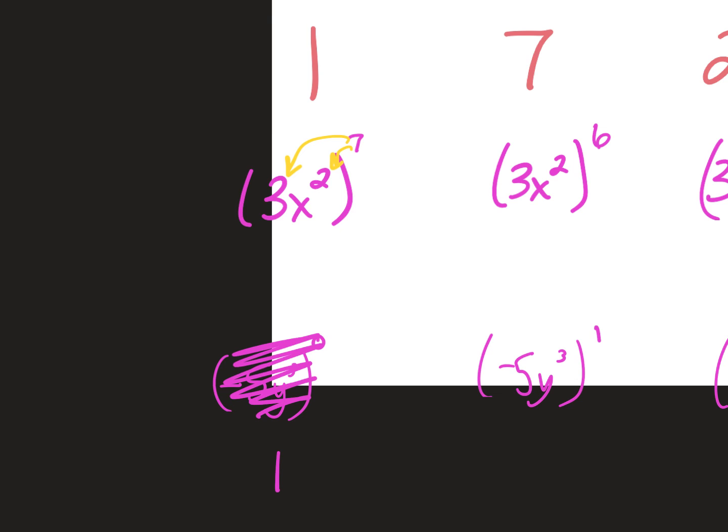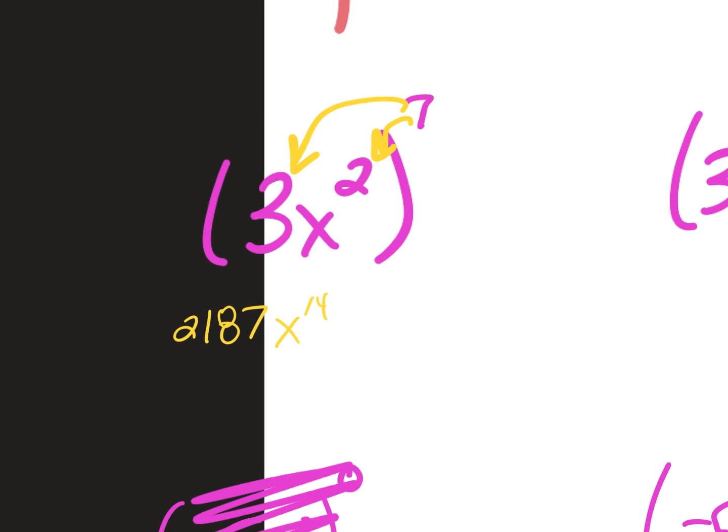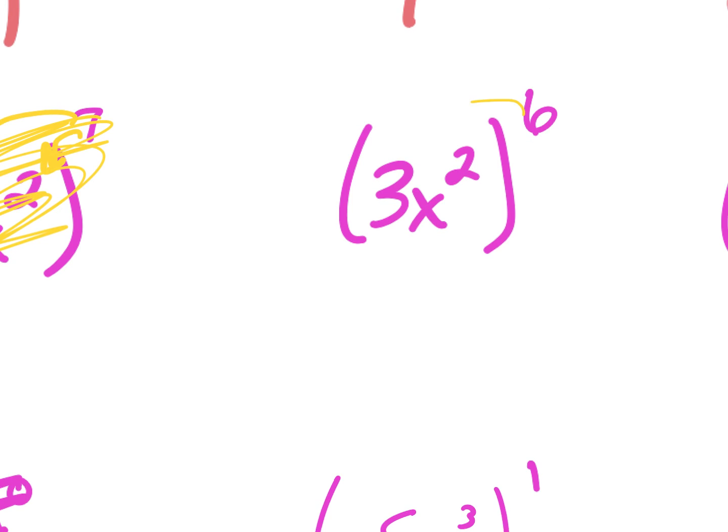3 to the 7th is 2187. So I have 2187 x to the 14th. Now this is gone, I don't have to look at it anymore. Then I have 3 to the 6th, x to the 12th. So 3 to the 6th power is 729 x to the 12th. Do this with me, guys.